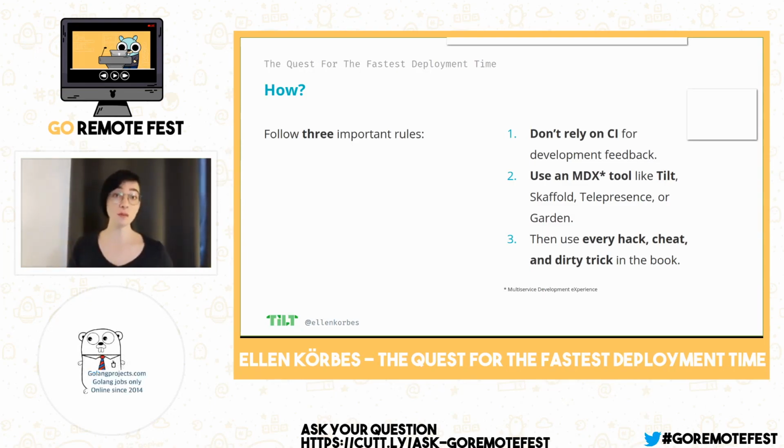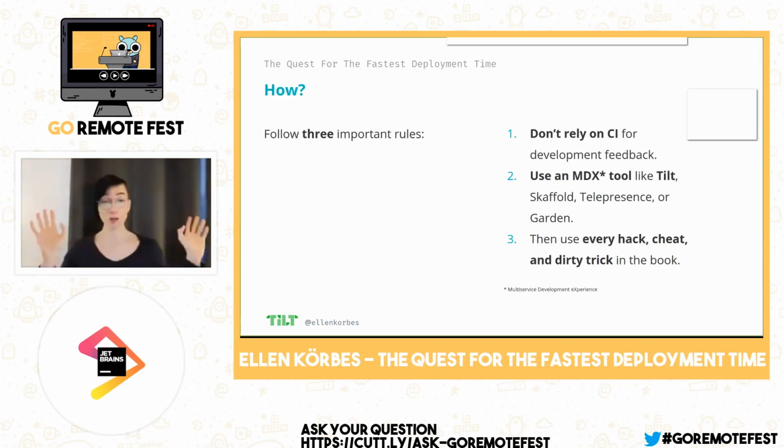There's Scaffold, made by Google. There's Telepresence by Datawire. There's Garden, where I used to work. So there's a bunch of tools in this realm. I'm going to show you Tilt because it's the tool that is closest to me. But other tools can work as well, depending on what you're doing. Every tool is a bit different, but I'm not saying you have to use my tool, because that would be weird.